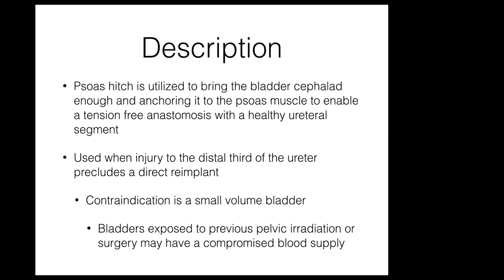As I mentioned earlier, I will now discuss the psoas hitch. The psoas hitch is utilized to bring the bladder cephalad enough and anchor it to the psoas muscle to allow for a tension-free anastomosis with a healthy ureteral segment. It is used when an injury to the distal third of the ureter precludes a direct re-implant. A contraindication to doing the psoas hitch is a small volume bladder, and bladders exposed to previous pelvic radiation or surgery may have a compromised blood supply.